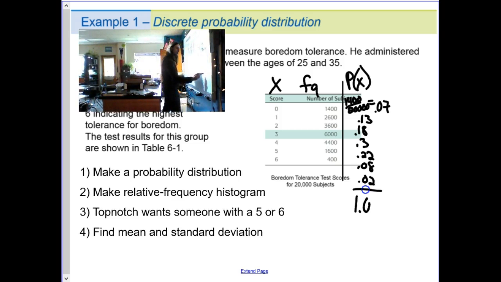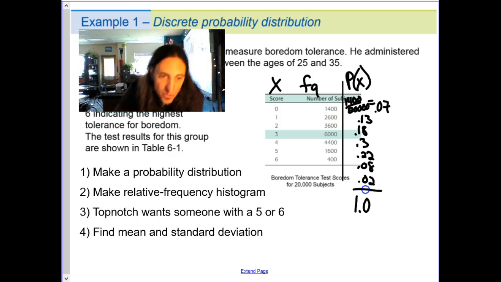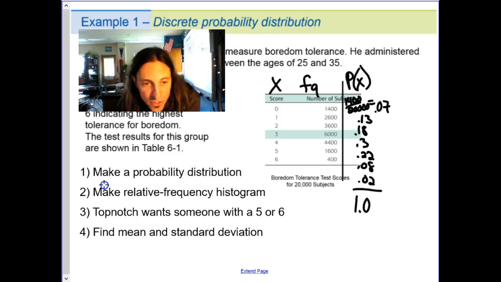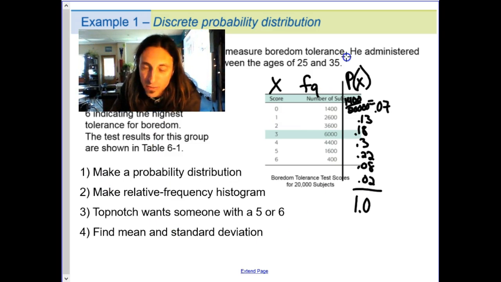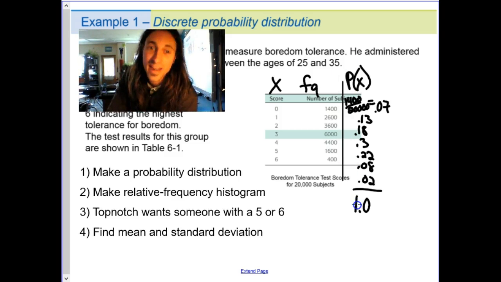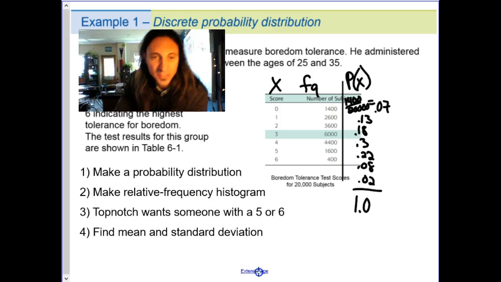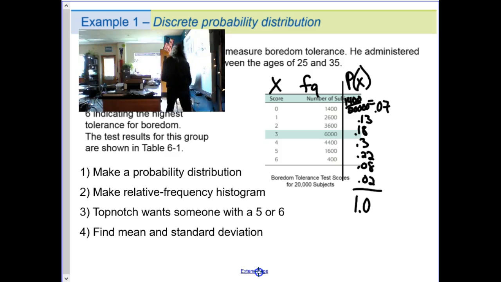Okay, so now I have actually made a probability distribution. First part's complete. I've determined the probability of each one. Excellent. Now, make a relative frequency histogram. Let me extend my page and show you what I'm talking about.